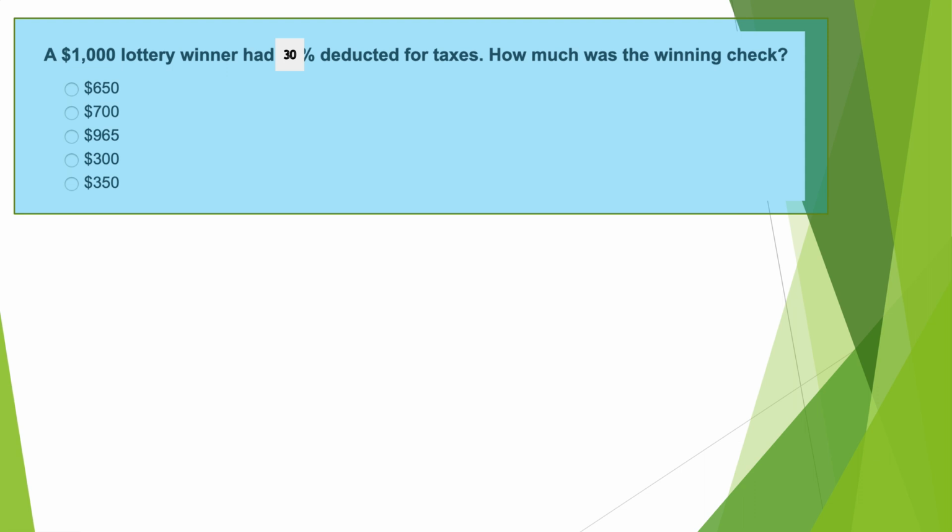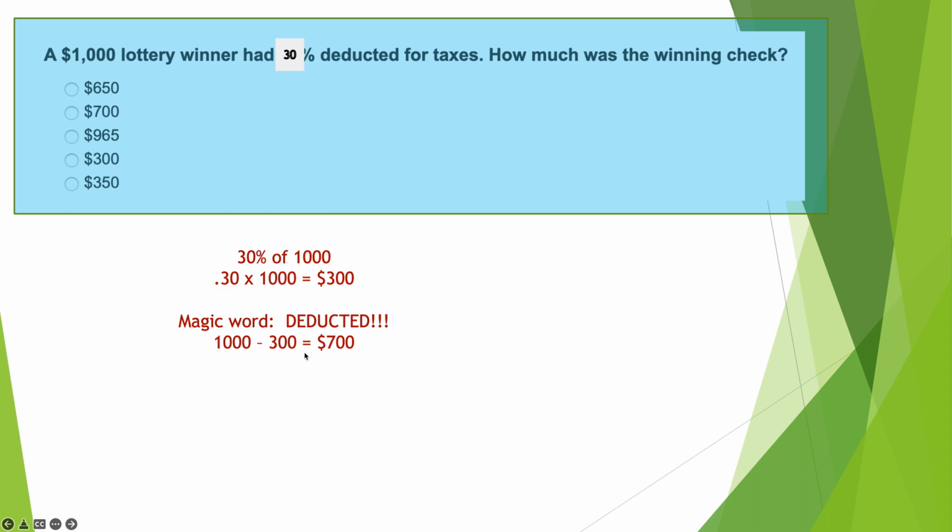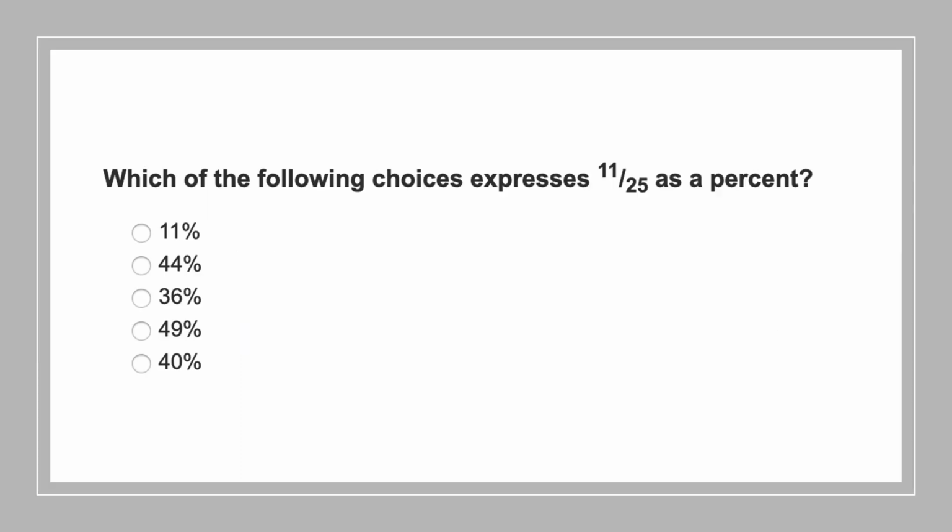Okay, $1,000 lottery winner had 30% deducted for taxes. How much was the winning check? Okay, 30% deducted for taxes. How much was the winning check? 30% of 1,000 is 0.30 times 1,000, which is $300. So you've got to deduct that. That's the key word. The magic word is deduction. So you started with 1,000, you deduct the 300. That's $700 that the winning check is for. Go ahead.